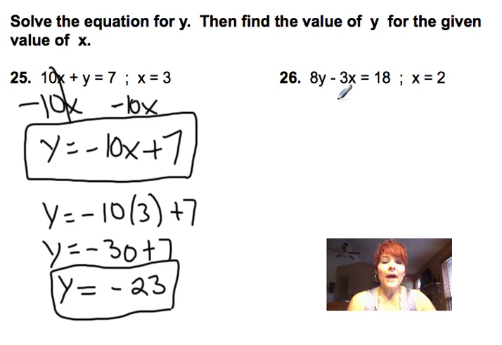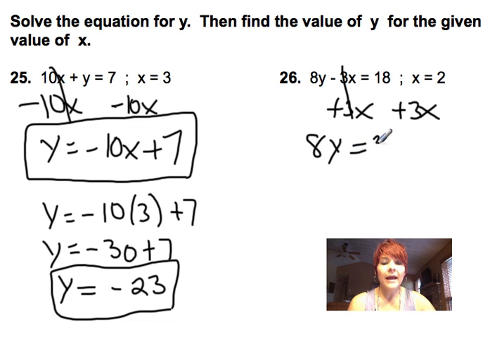Number 26. If I'm going to solve for y, the first thing I would need to do is add 3x to both sides. So that's what I'm going to do. Then we end up bringing down the 8y. These 3x's cancel, so we have equals. And again, I'm going to get into the habit of putting the x first, so it would be 3x. And that's a positive 18, so it would be plus 18. Now what we need to do is divide everything by 8.